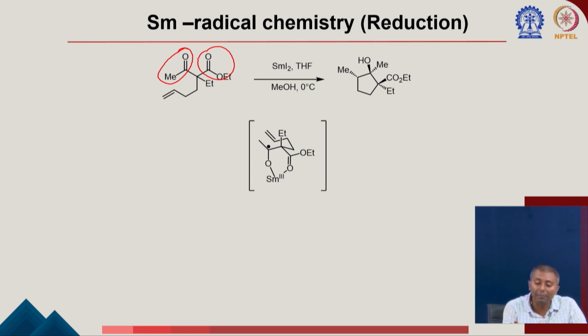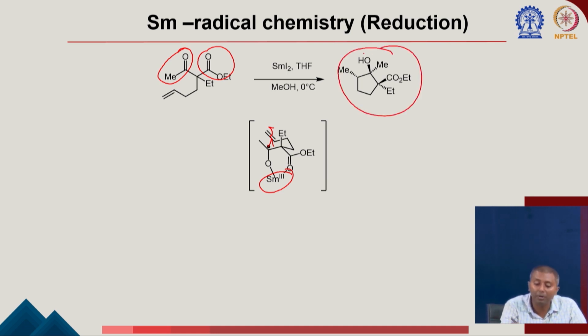So here, if you have a carbonyl group, a ketone, and an ester, that ester can also combine with the samarium. The important part is that it keeps both this ester and this oxygen on the same side. And now this radical is going to participate in a 5-exo-trig cyclization to get to this product.